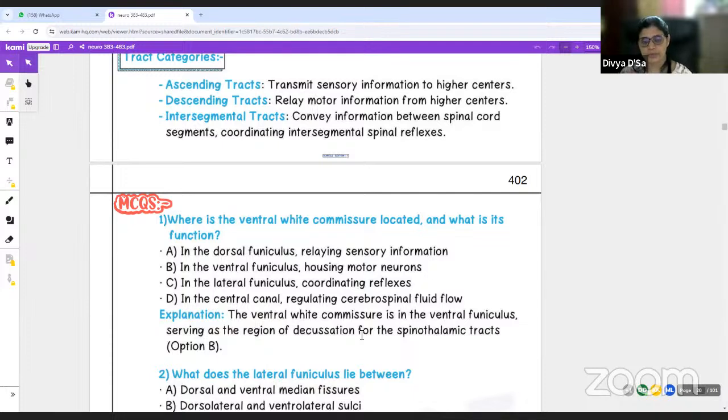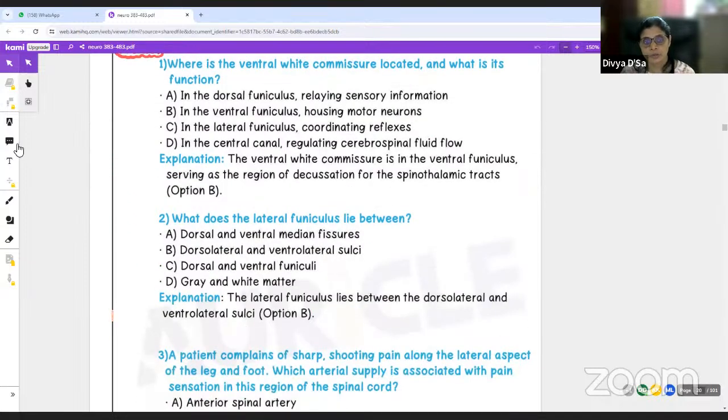So where is the ventral white commissure? So the ventral white commissure is in the ventral funiculus, okay? So basically at the region of the decussation of the spinothalamic tracts. So option B is correct.